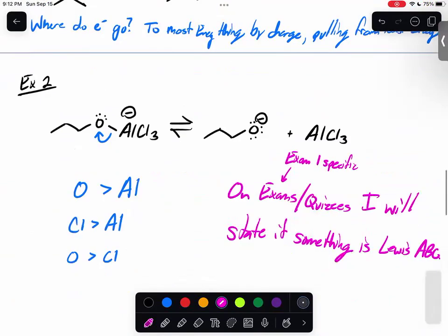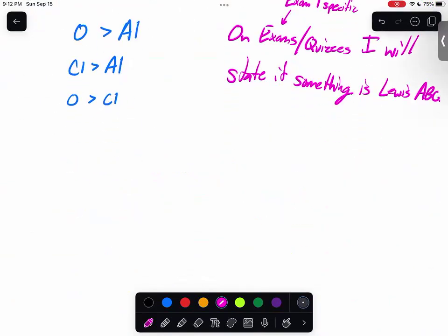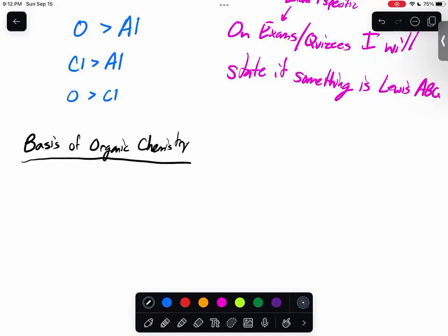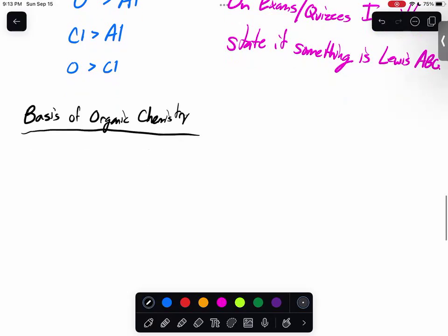Now, that being said, there is an important aspect of Lewis acid-base that the book really touches on that I also want to get to. It is the entire basis of organic chemistry, right? We've been dipping our toes a little bit into organic chemistry, but in reality, organic chemistry is all about Lewis acid-base chemistry, as well as, I guess, Bronsted, but of course that falls under the umbrella of Lewis acid-base chemistry.